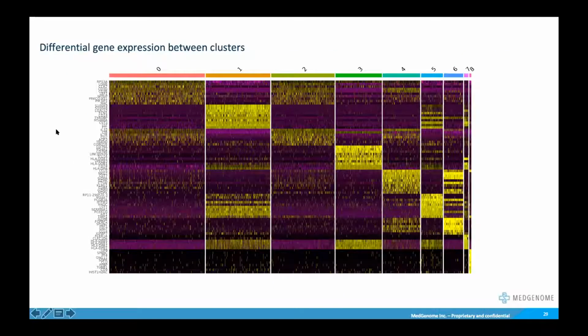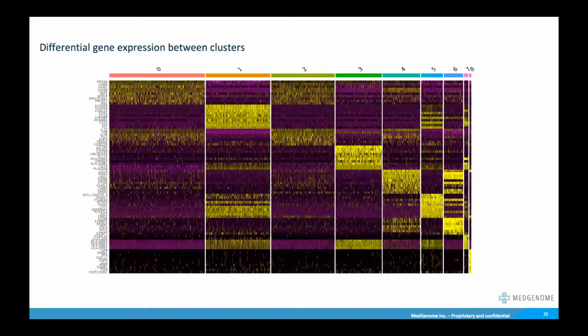We then also perform differential gene expression between the different clusters. This is slightly different from bulk RNA-seq, where you can look at differential gene expression between samples. Here, you can actually look at differential gene expression between individual clusters that you've identified within your population of cells. And we can take the top markers from each of these clusters, and this could really aid in biomarker discovery.